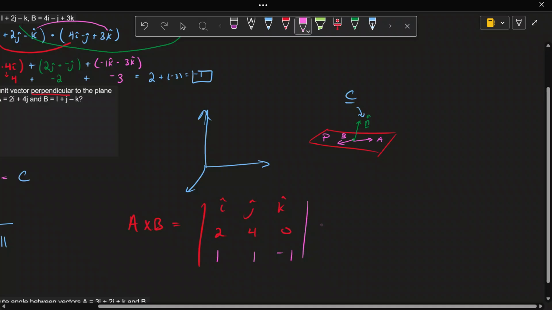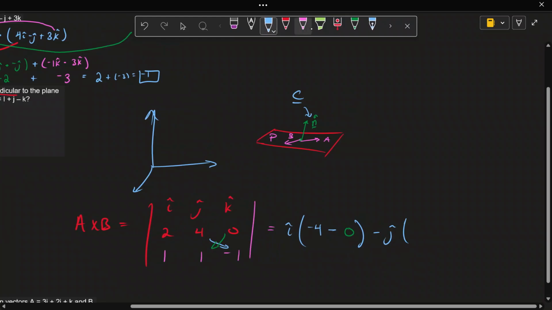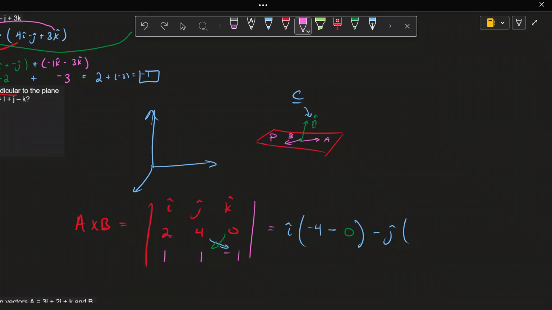Okay, so now we do our quick cross product. What I always do is cover up the first column, and now you take 4 times -1, which is -4, minus 0 times 1, which is 0. Okay, minus J hat. Always do a minus J hat. You cover the second column, and multiply 2 times -1, which is -2, minus 0 times 1, which is 0.